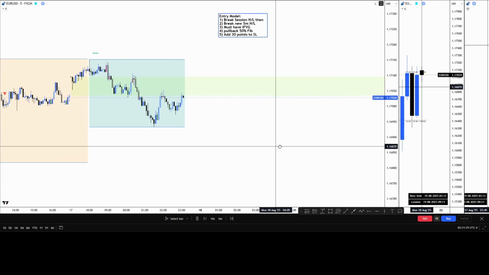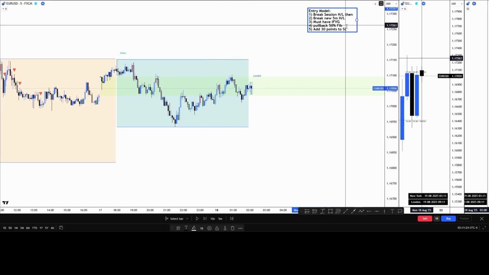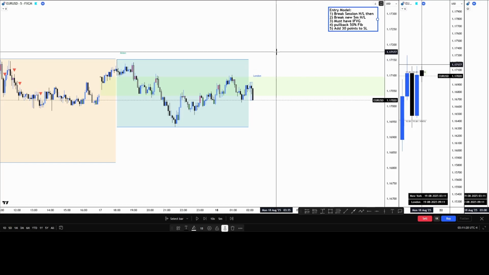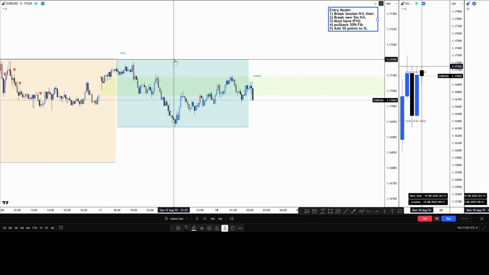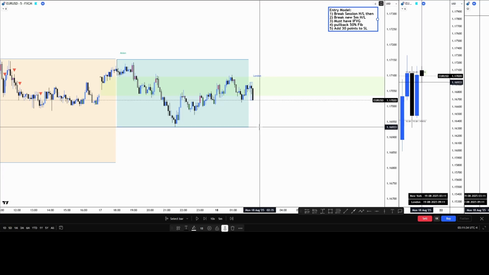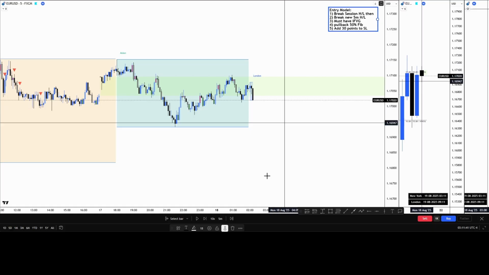I'm going to wait until 2 AM. Alright, so what are we looking for? We're basically looking for the Asian high to be taken, then reverse for a sell, or the Asian low to be taken and reversal for a buy. Very easy. So let's wait.